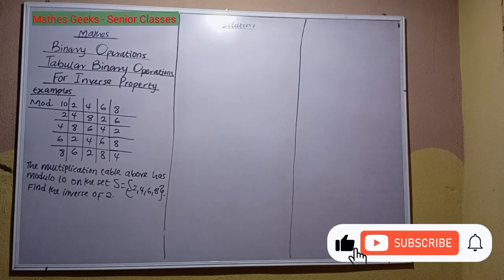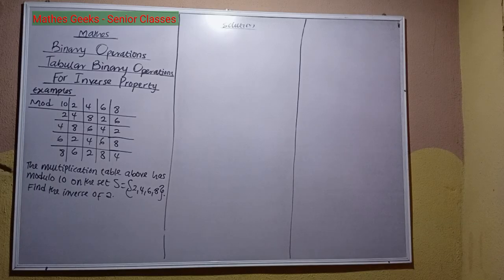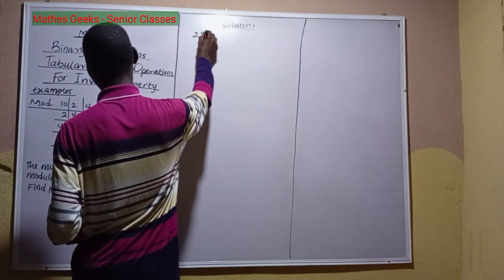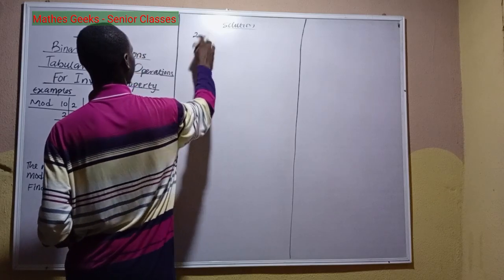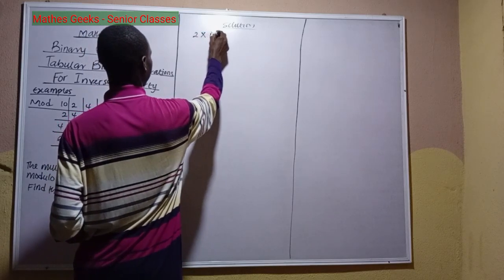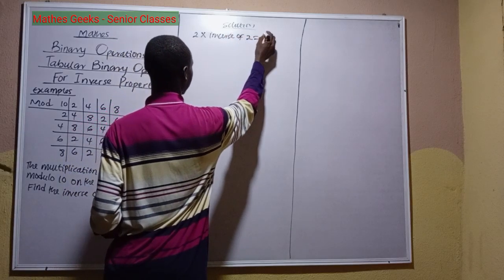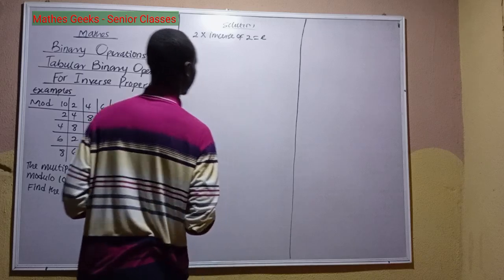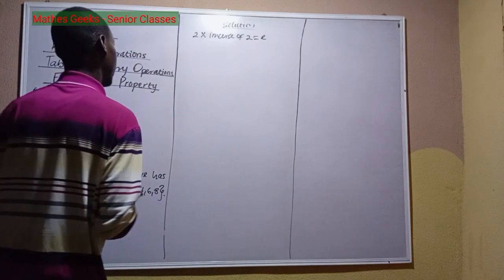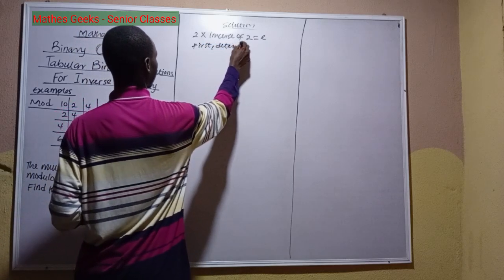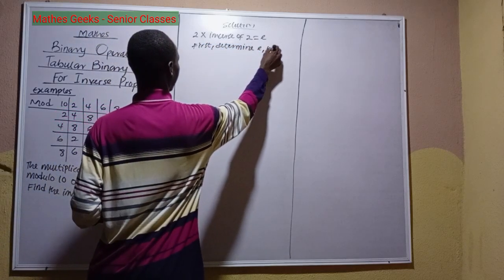The multiplication table above has modulo 10 on the set S of 2, 4, 6, 8. Find the inverse of 2. The inverse of 2 would be a number such that 2 multiplied by the inverse of 2 will give us the identity element E. So first thing to do is to determine our E, the identity element.